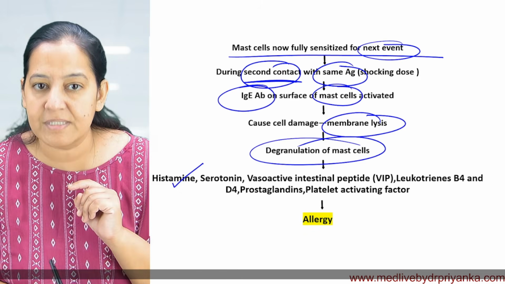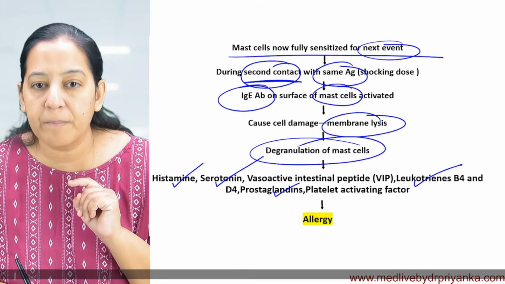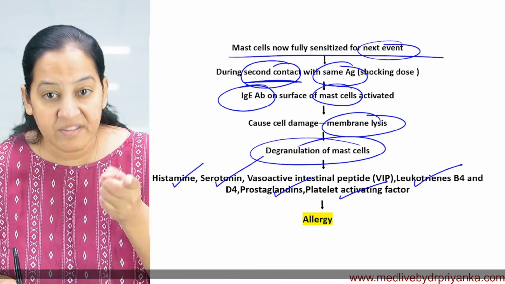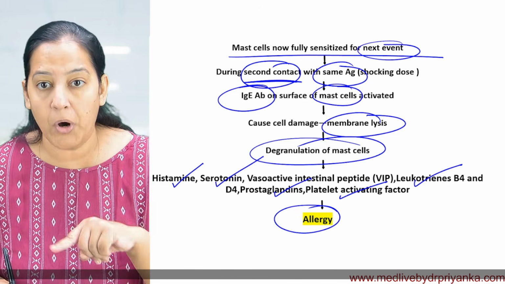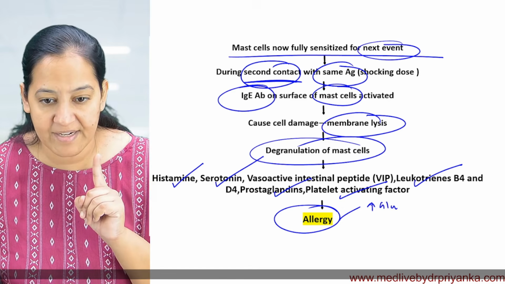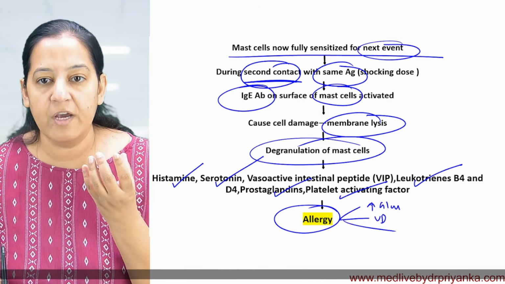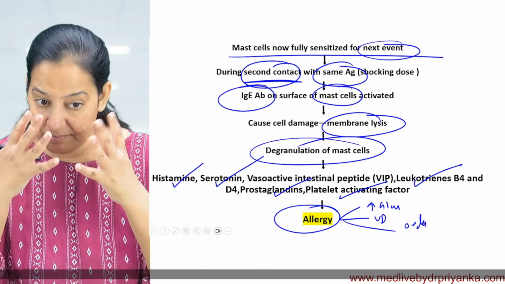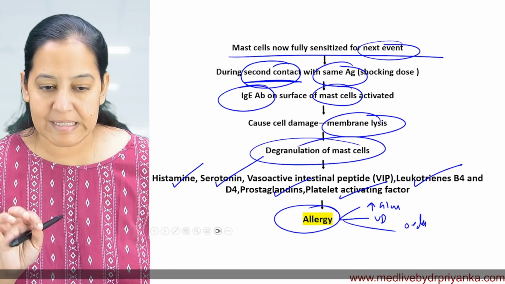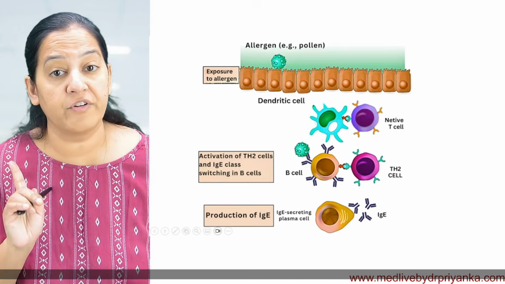The important granules are histamine, serotonin, leukotriene, prostaglandin, and platelet activating factor. And these cause the symptoms of allergy because they increase the secretion of glands, nasal gland, lacrimal gland. They cause vasodilatation. They cause edema. So because of all of them, the symptoms of the allergy occur. So this is how allergy happens. I hope you got it, and it's ultra important.